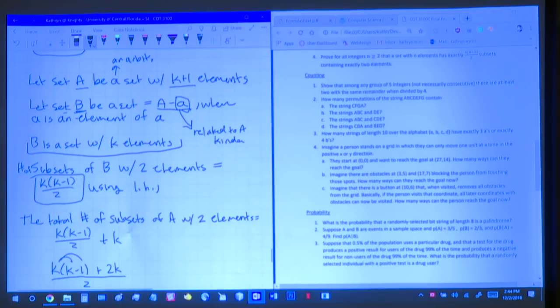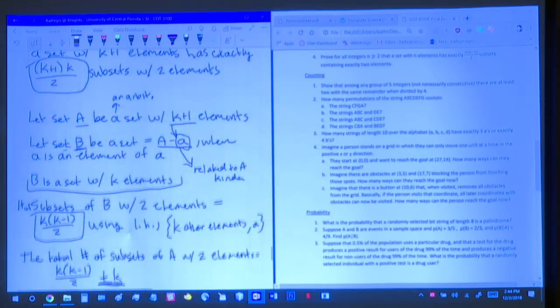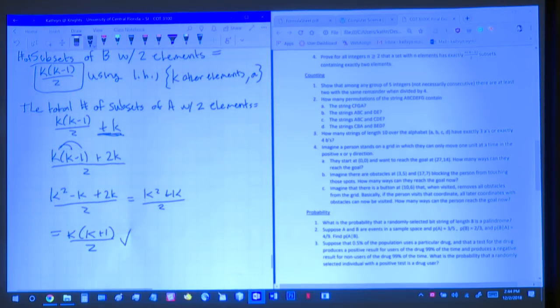And since there's k plus 1 elements in A, there's k other elements that can be in a subset that contains A. Those would be the subsets we would be talking about. So that's how we get this plus k here. And then we just solve it out. But the whole reason we define these sets is that we'd have something we can work with here, basically.